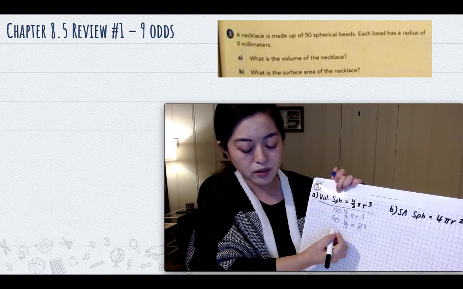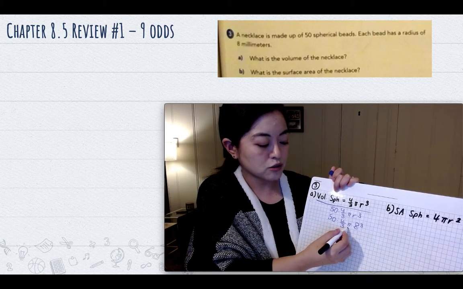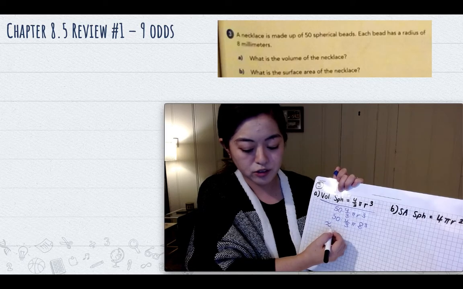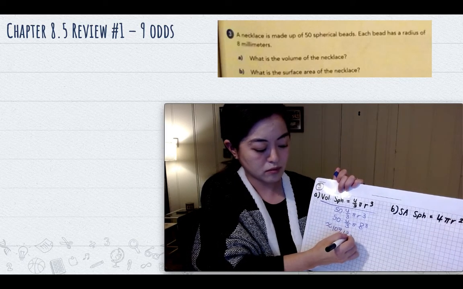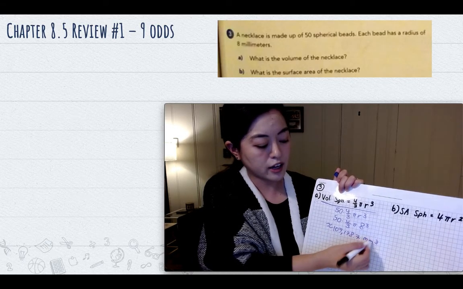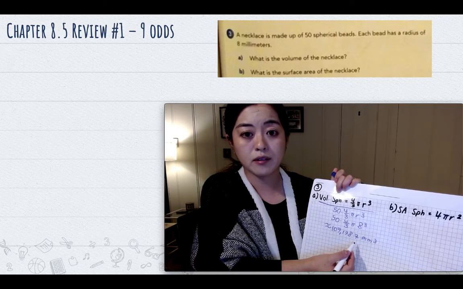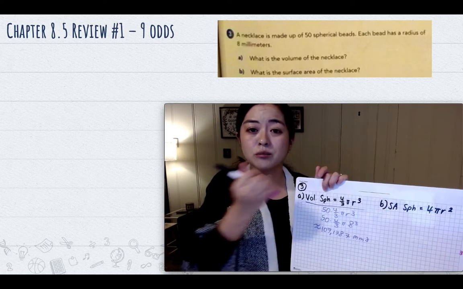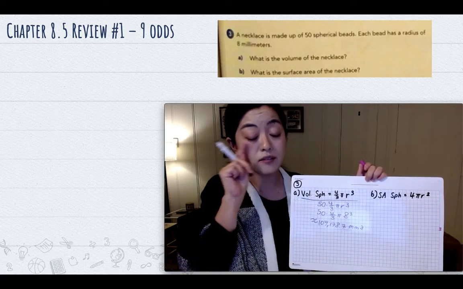And if you input everything in your calculator and use 3.14 as an approximation for pi, this should become, and remember we're rounding it to the nearest tenth. Okay. All right, so part B asks you to find the surface area of the necklace.